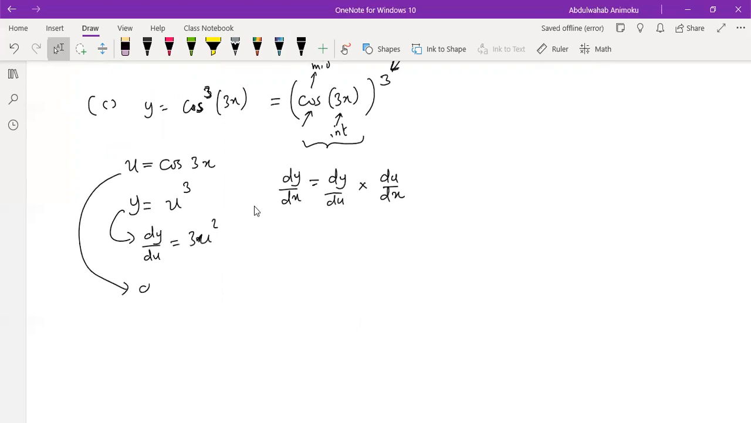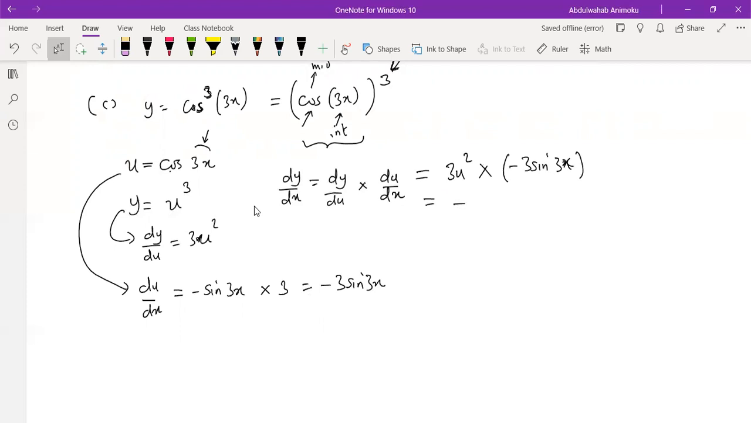And then what is du/dx? du/dx is the derivative of that with respect to x, which is, again, chain rule. The derivative of cosine is going to be minus sine of whatever the function inside the cosine is, which is minus sine 3x, multiplied by the derivative of 3x, which is just 3. So again, we have minus 3 sine 3x. Now, putting them together, dy/du is 3u squared multiplied by du/dx, which is minus 3 sine 3x. So which will give us minus 9u squared sine 3x.